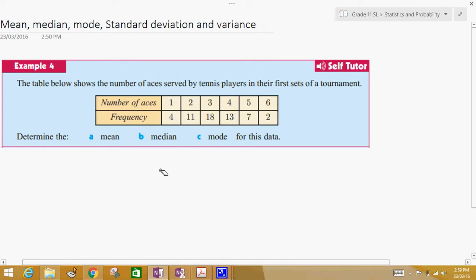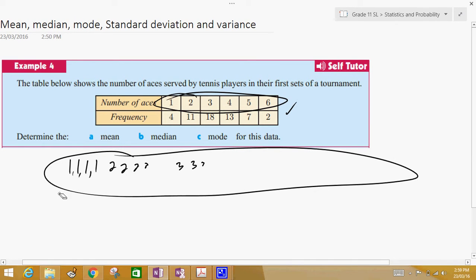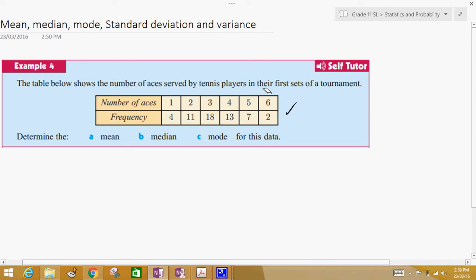A typical question that IB would ask would be something like this. Just watch out for this. When this says number of aces is 1, 2, 3, 4, 5, 6, and the frequency is 4, 11, 18, 13, 7, 2, what this means is the number of aces is 1, 1, 1, 1, 2, 2, 2, 2, and 11 times, 3, 3, 3, 3, 3, 18 times, etc. Okay? So we're not finding the averages of this. You're finding the averages of these numbers. So we could just do it manually, but let's see how to do it on the TI-Nspire.